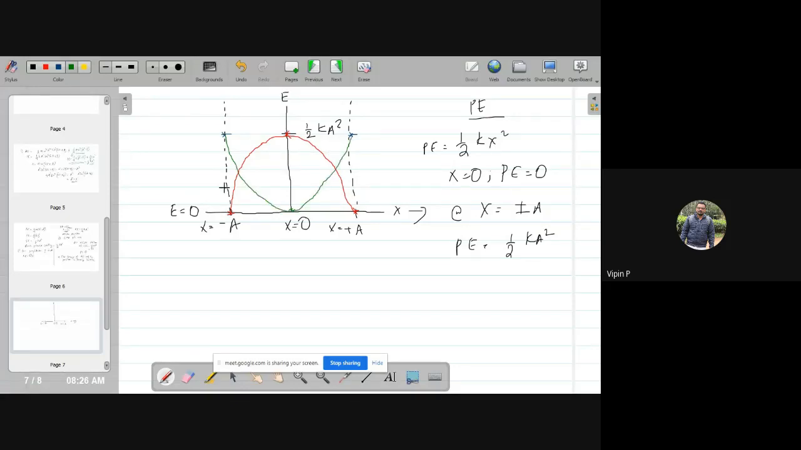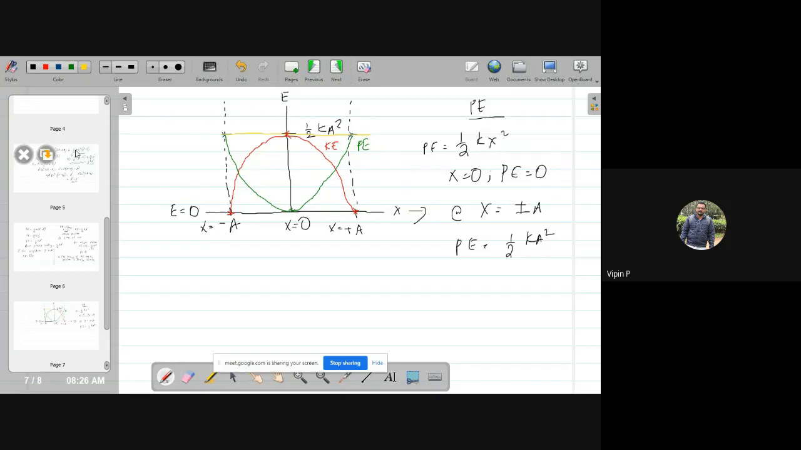So this is the curve that represents the energy of a simple harmonic oscillator. The green line corresponds to the potential energy and the red line corresponds to the kinetic energy. And this line over here, which I will draw in yellow, is the total mechanical energy, which is nothing but the maximum possible energy, half k a square.